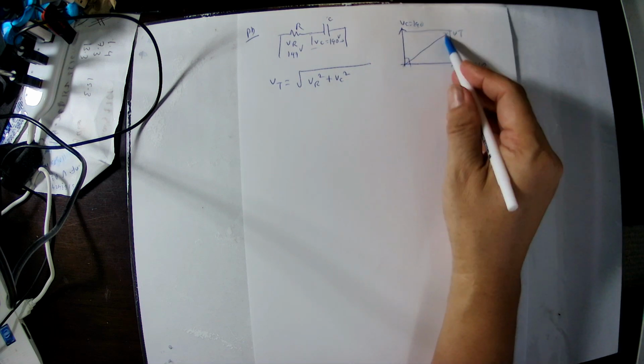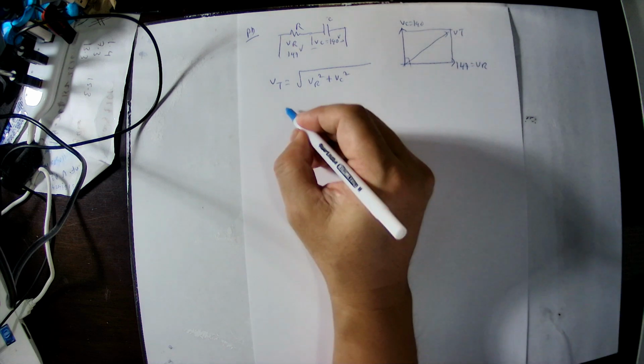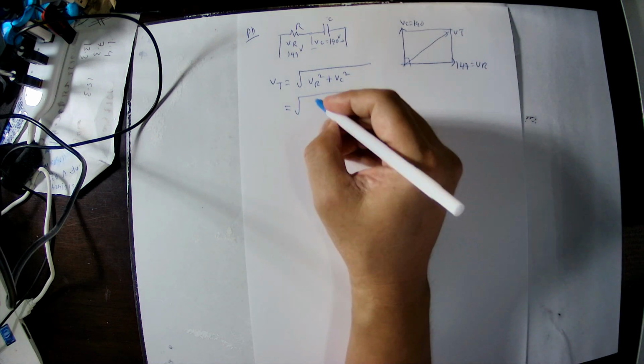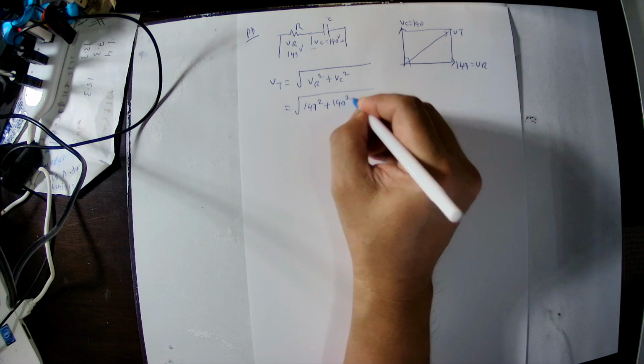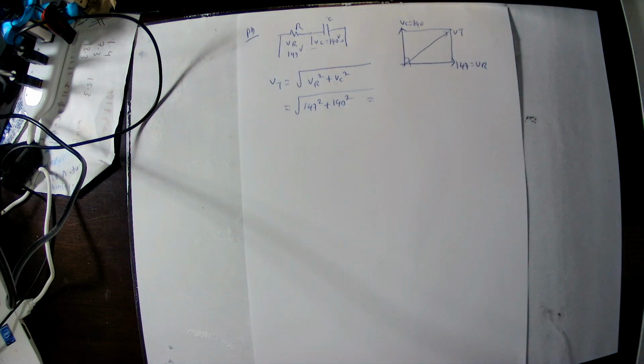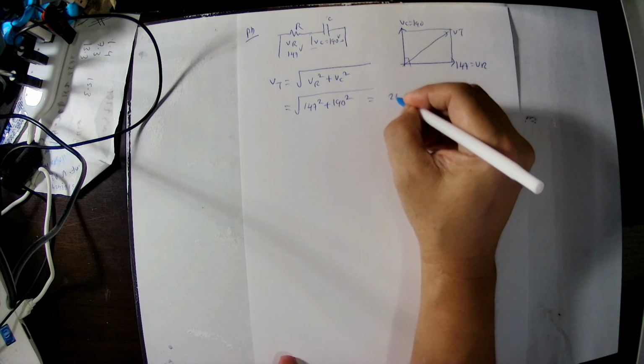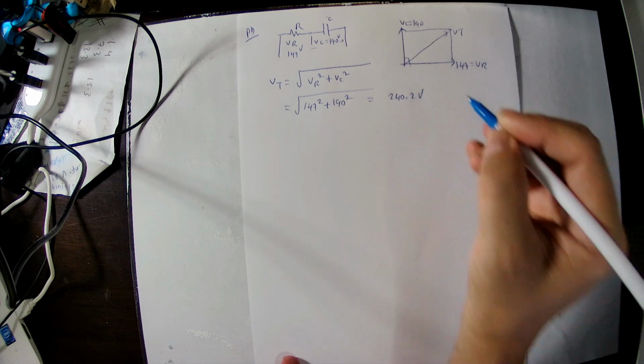So that way we substitute. VR is 147 square, VC is 190 square. Then we can calculate the supply voltage. So the square root of 147 square plus 190 square, you got 240.2, 240.2 volt. So supply voltage is 240.2 volt.